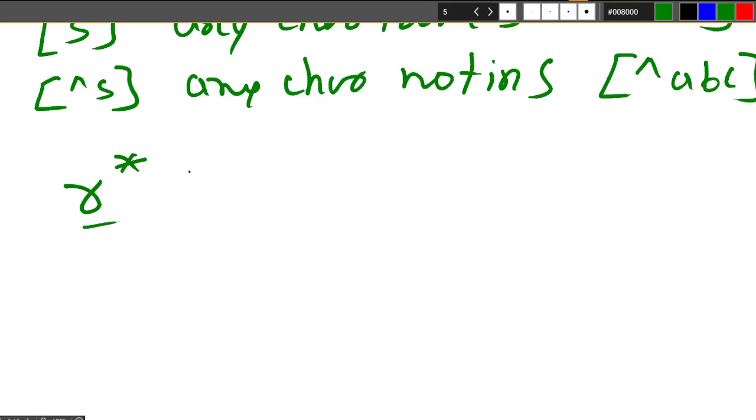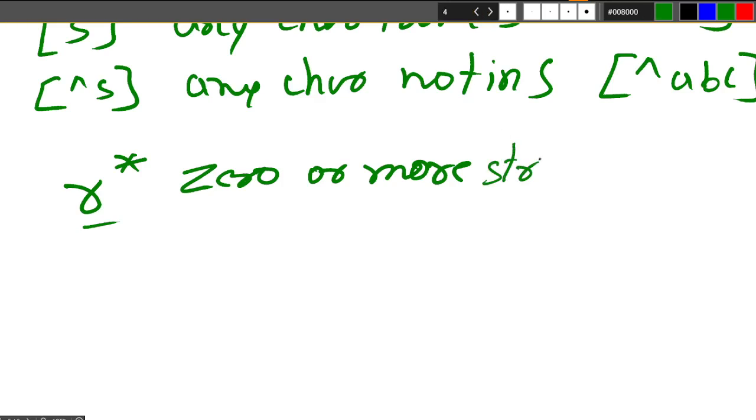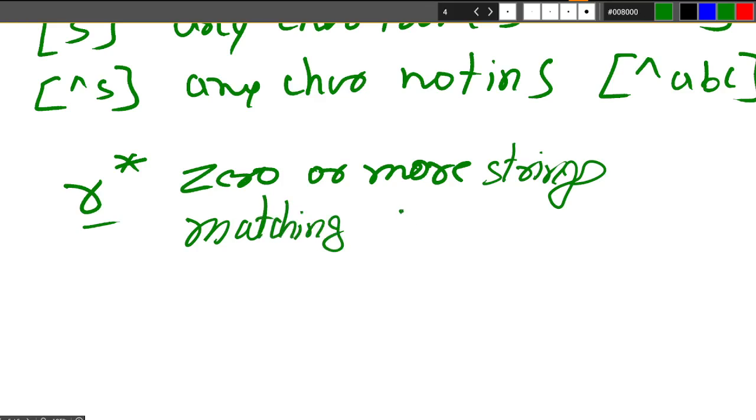Suppose 0 or more strings matching R. So one possible example can be, suppose you have A and a star, right? You can have AB whole power, AB whole power star. So these kinds of things are possible.